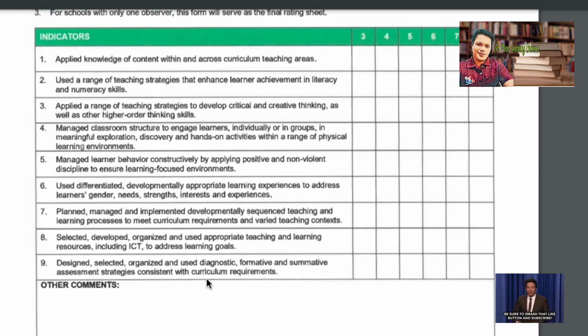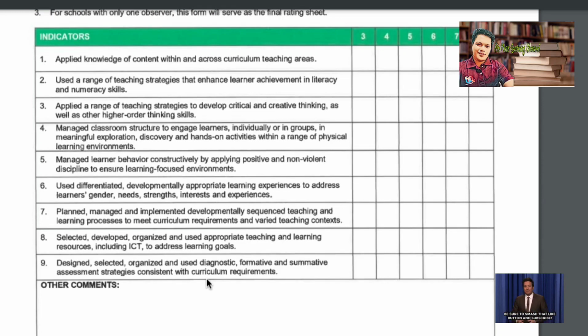We have 9 indicators. Indicator 1: applied knowledge of content within and across curriculum teaching areas. So 3, 4, 5, 6, 7, so the highest is 7. And N/O if it's not observed.